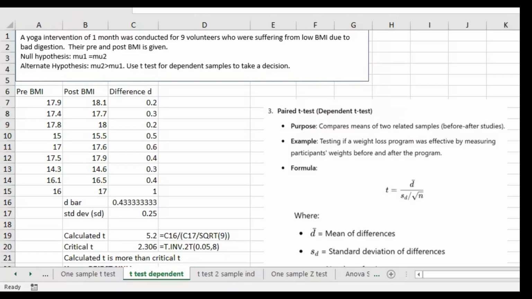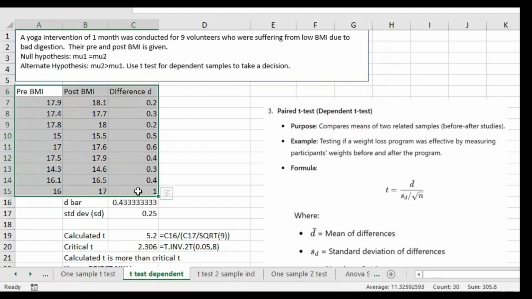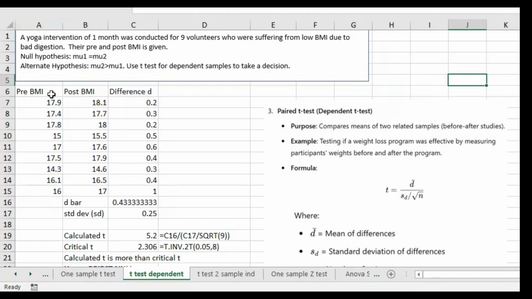In this problem, we consider t-test dependent. It means that the same set of people, some observations are taken before and afterwards, and the difference is measured. Because the same set of people are there, that's why it's called dependent. For example, a yoga intervention of 1 month was conducted for 9 volunteers who are suffering from low BMI.